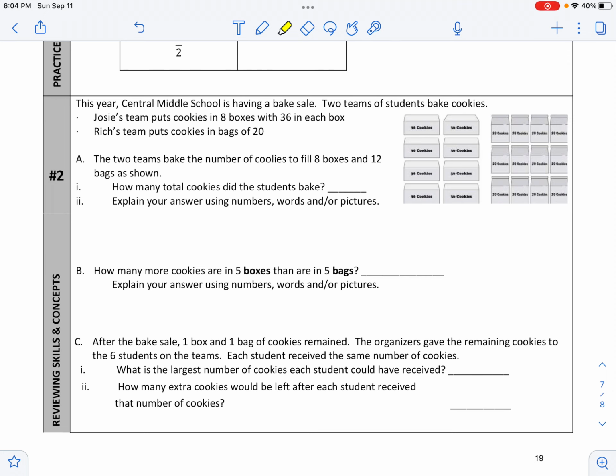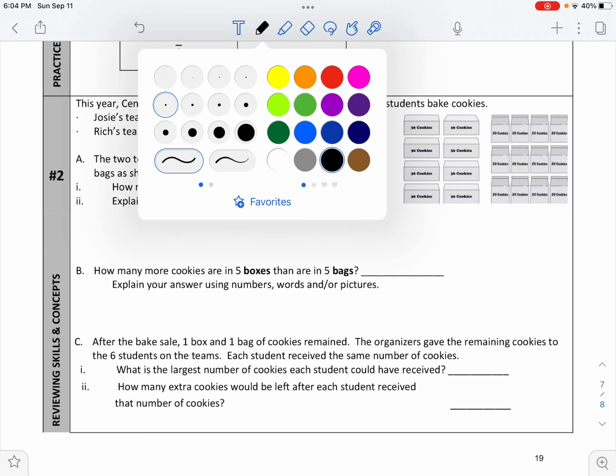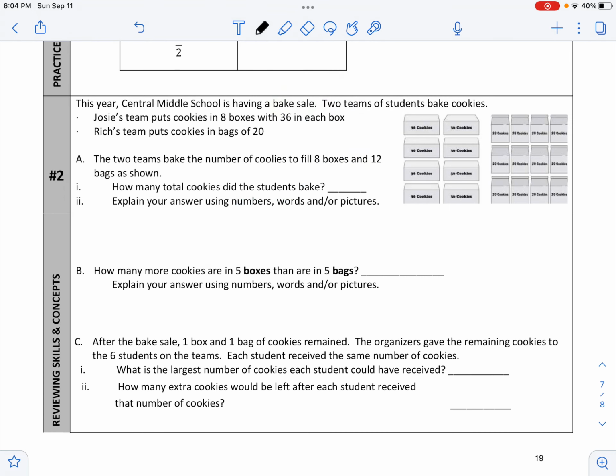Question 2. This year, Central Middle School is having a bake sale. 2 teams of students bake cookies. Right away, I can tell that this is a big problem. There's a lot of text, so I'm going to make sure to annotate. I know there are 2 teams of students who are baking cookies. First, we have Josie's team, who puts cookies in 8 boxes with 36 in each box. Then we have Richie's team that puts cookies in bags of 20.